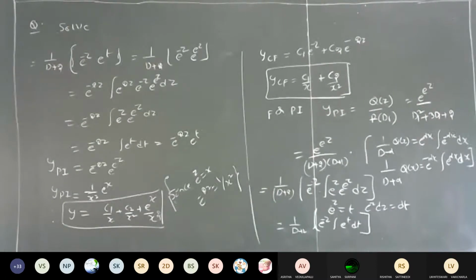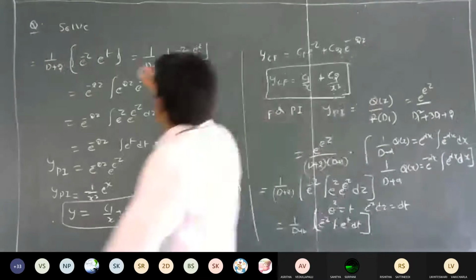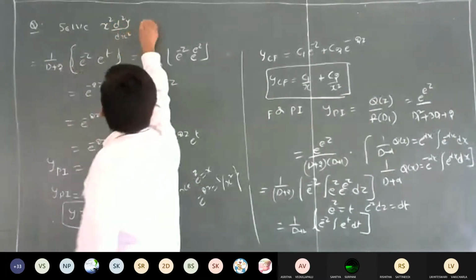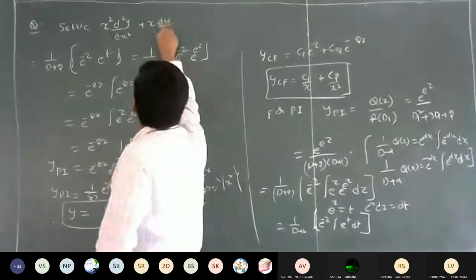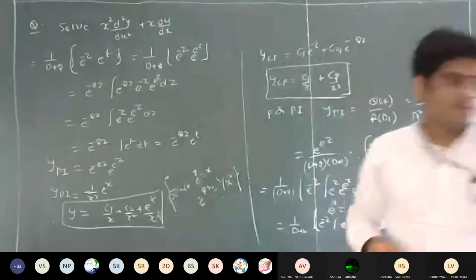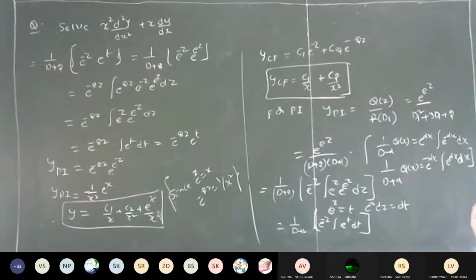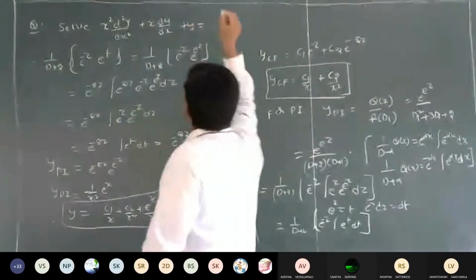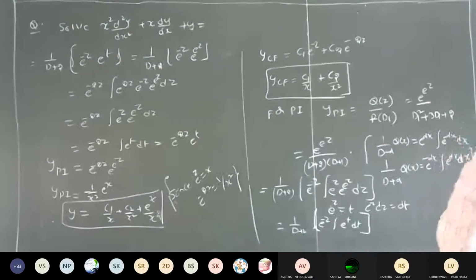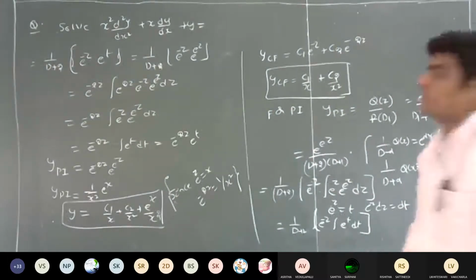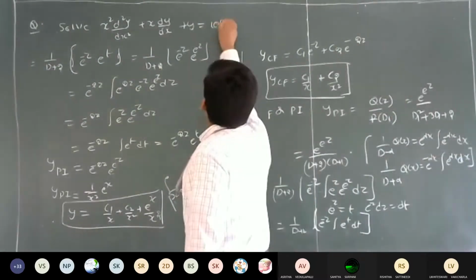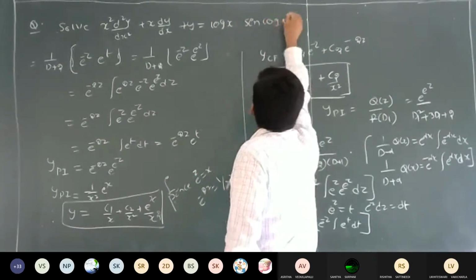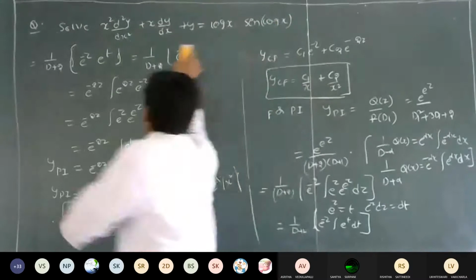x square d square y by dx square plus x into dy by dx plus y is equal to log x into sine of log x. So this is the next question.